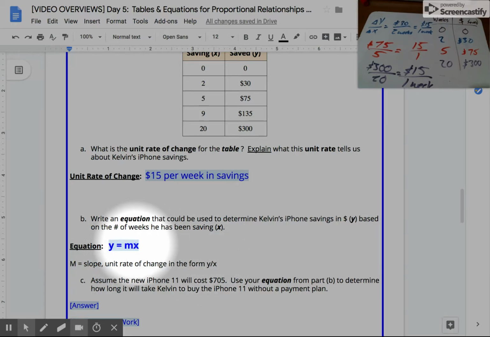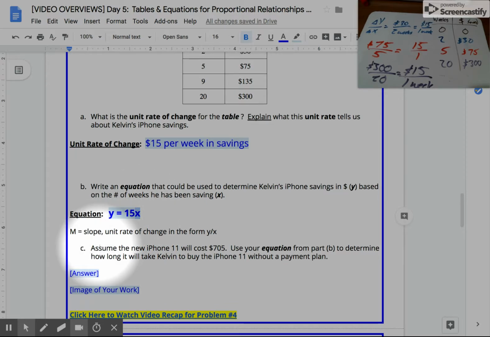So in this case, we already know our unit rate of change is $15 per week. Every single week he gets 15. So if you did 2 times 15, you'd get to 30. If you did 5 times 15, you'd get to 75. So we know here the equation could just be Y equals 15x, because however many weeks pass, he gets 15 every week. Multiply those together, and that equals Y, his total savings.